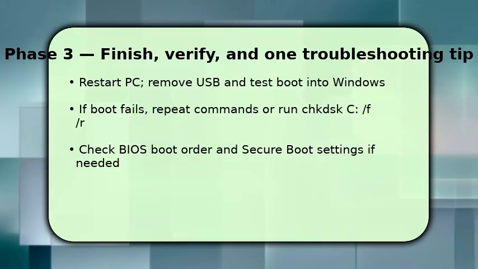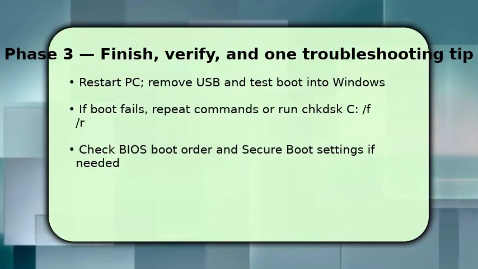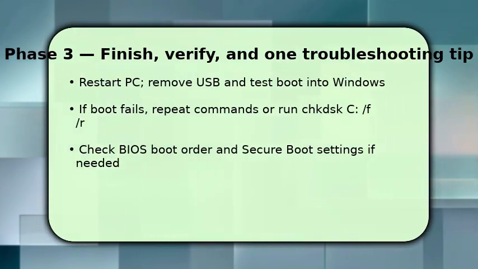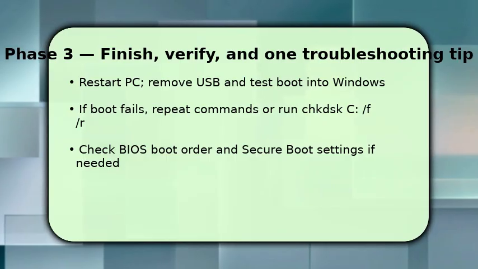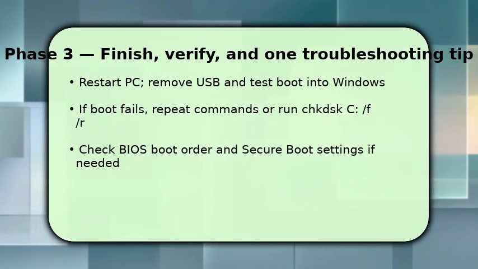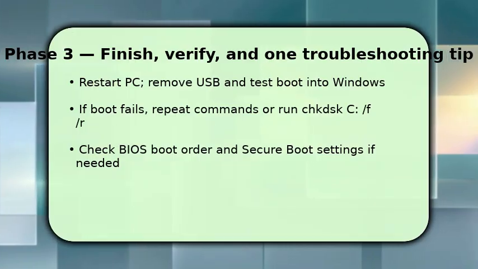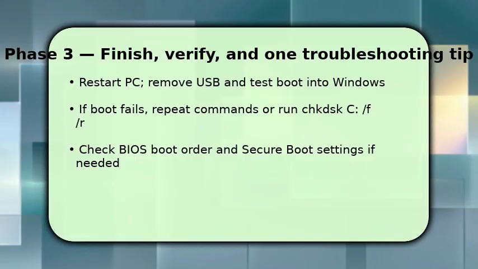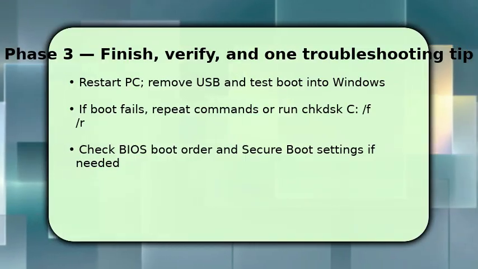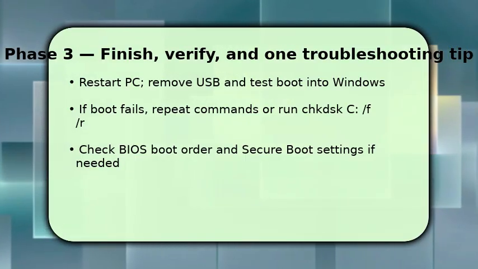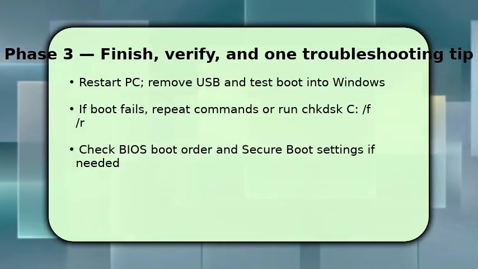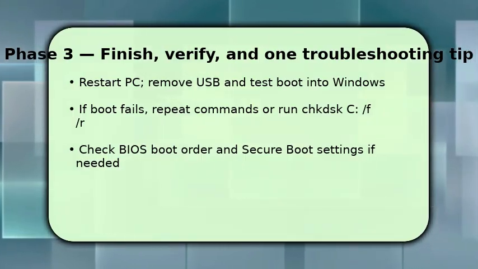If Windows still won't start, go back to recovery and run chkdsk C: /f /r to fix file system errors, then repeat the bootrec steps. Make sure the BIOS/UEFI boot order points to the correct disk and that secure boot or legacy mode settings match how Windows was installed. If problems persist, note error messages and retry targeted commands accordingly.